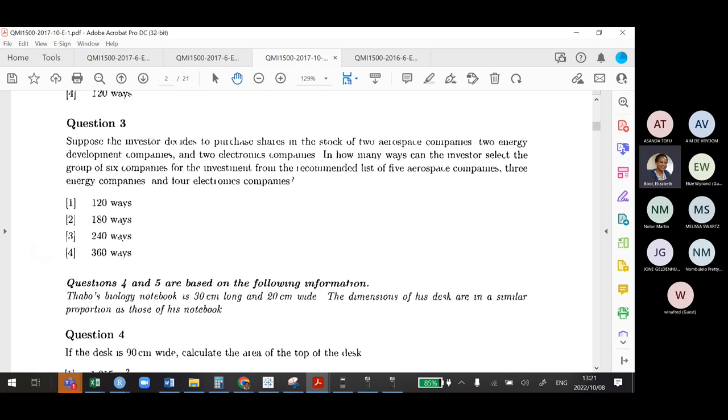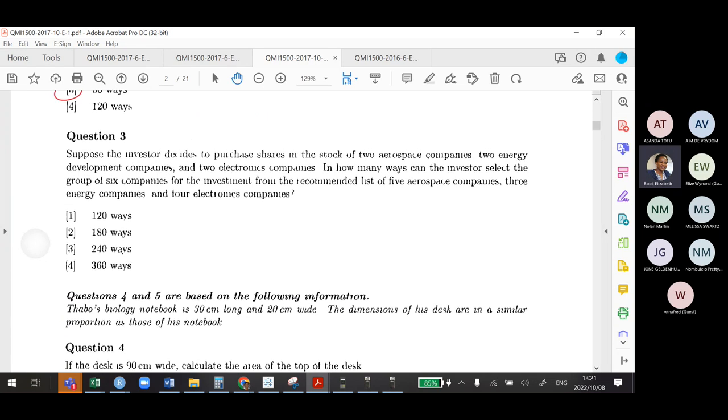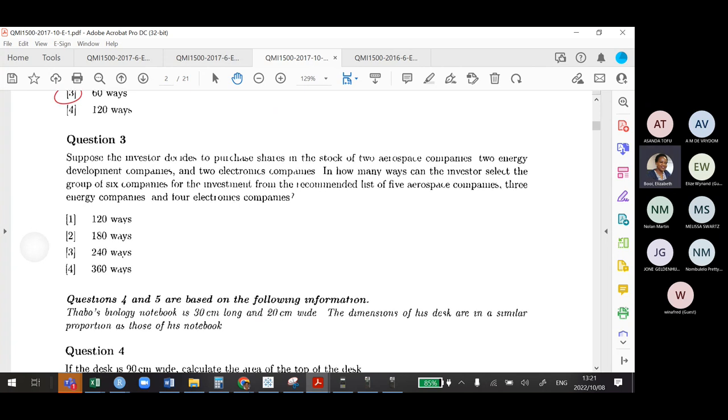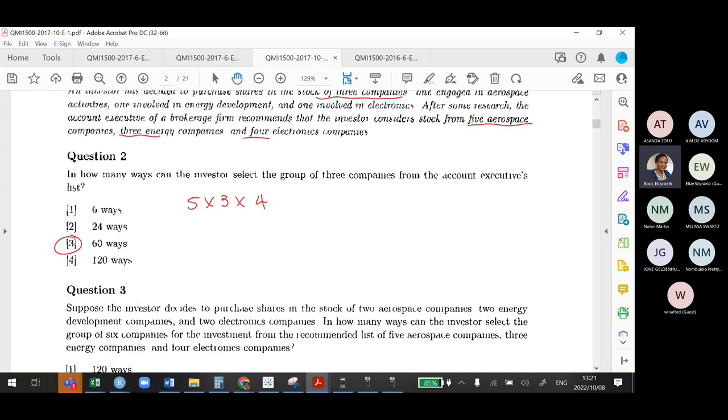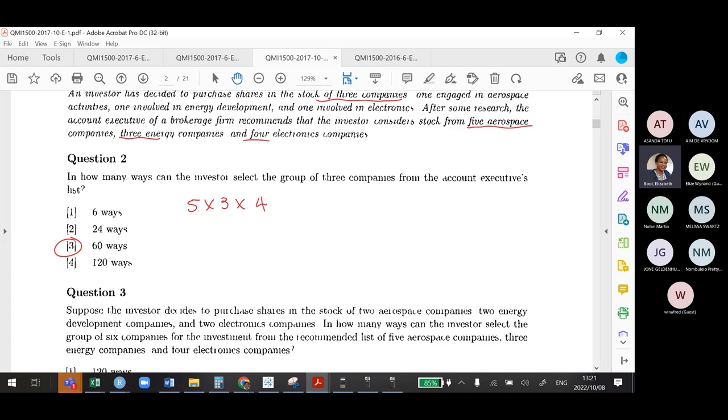Suppose the investor decides to purchase stocks in two aerospace companies, two energy development companies, and two electronics companies. In how many ways can the investor select the group of six companies? Now, remember, there is a difference between the first statement, where they wanted to know how many groups of three companies, because that was a general statement, because there are 5, 3, and 4 companies to select from, right?